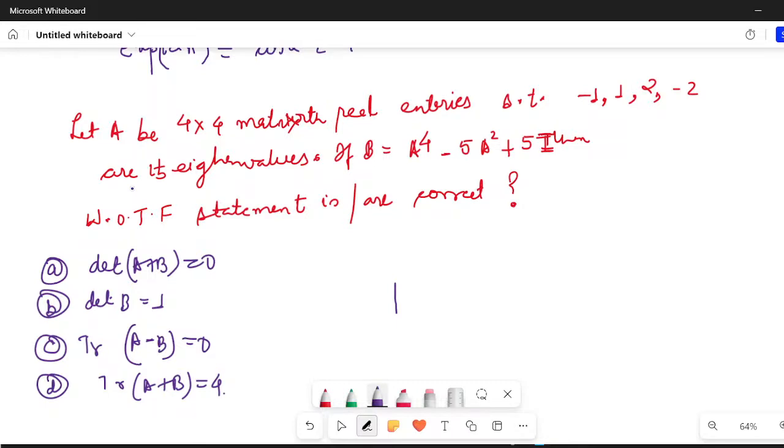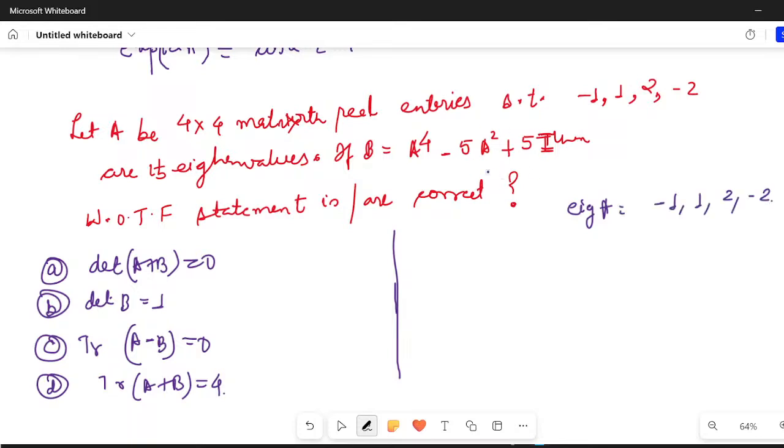Okay, so let me do it for you. A few of the things you may not be knowing, that's why you're not getting an answer to this. Let me do it for you. Always remember, if the eigenvalues of A are given to be -1, 1, 2, and -2, right? This is what your eigenvalues of A are, and we know that B is satisfying an equation.